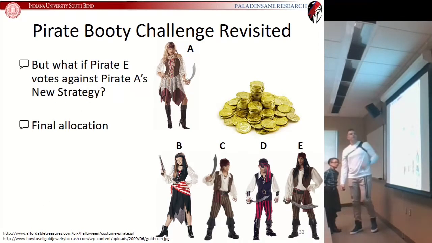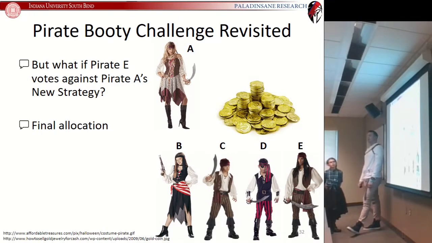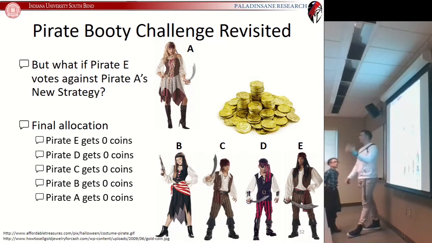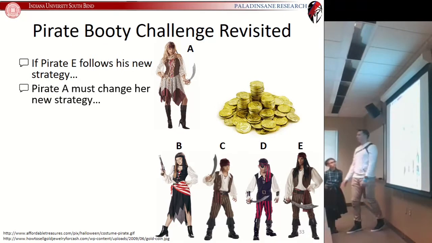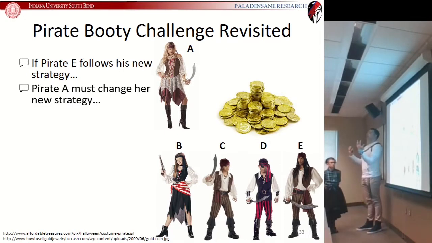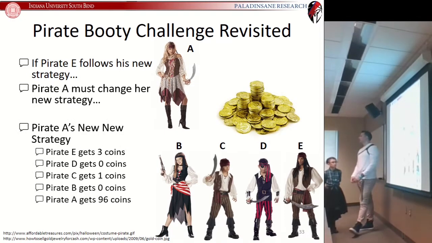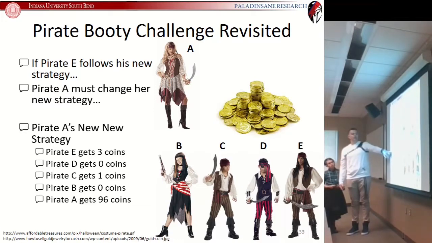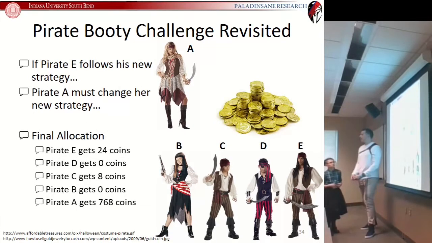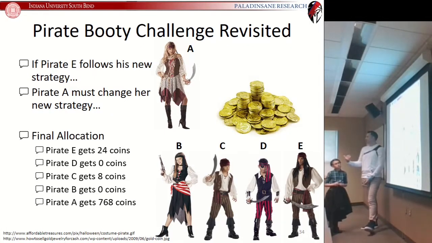But what if Pirate E votes against Pirate A's new strategy? Well, in that case, we go right back down to 0 for the final allocation. So what does Pirate A have to do now if Pirate E follows that strategy? Well, she needs a new strategy in which she says, all right, 2 gold coins aren't enough. What about 3 gold coins? What if I do that? So 2 treasures have already been thrown overboard. They're gone. But even so, notice that if this is accepted now, the final allocation for Pirate E is 24 coins. So much better than the 18 gold coins they would have gotten with just 2.